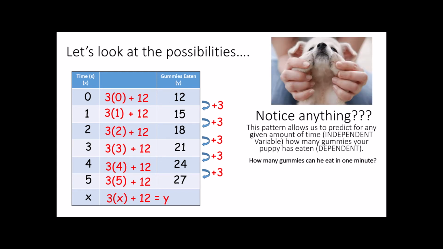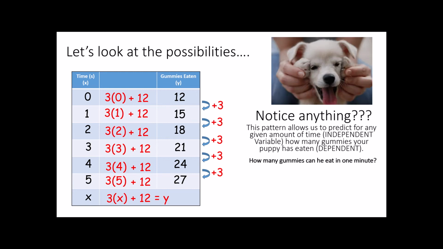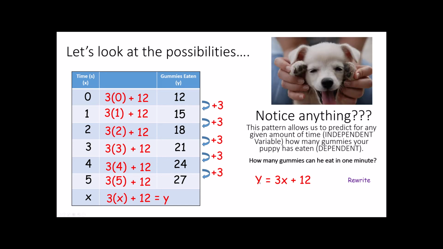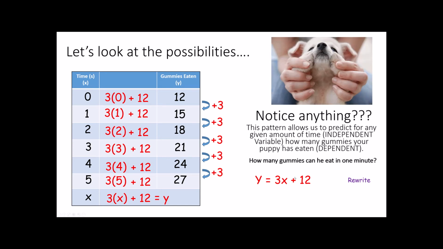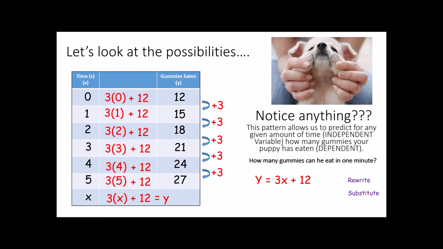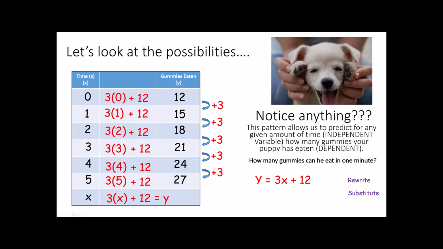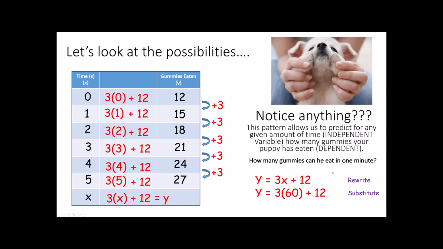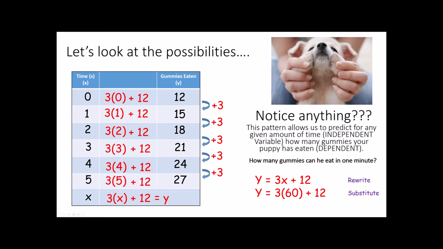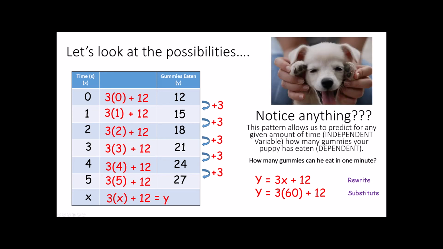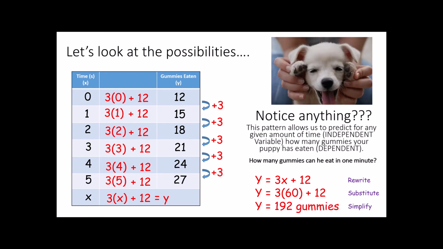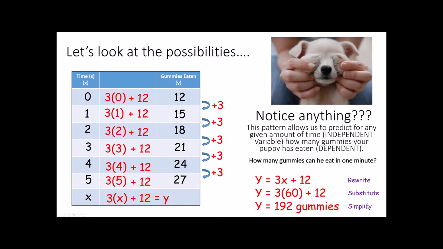So, if I were to ask you how many gummies he can eat in 1 minute, well, we always start off by rewriting the original pattern we're working with. This is gummies equals 3 times the number of seconds plus 12. And then we just substitute in for what time we're looking for. Since my time is in seconds, I'm going to plug in 60. Remember, 60 seconds is 1 minute. So he has his original 12 that he gobbled up right away, and in 60 seconds, he's going to eat 60 sets of 3 gummies, or 180 gummies for a total of 192. We always rewrite, substitute, and simplify.